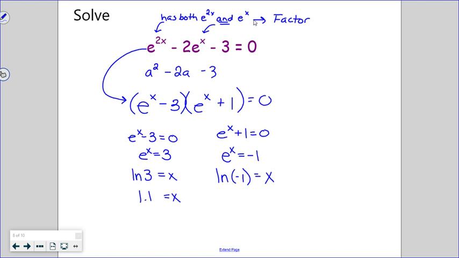If I had seen this before, I could have stopped and already said, okay, now, the answer is not no solution. We have a solution, right? It just means that this is not adding anything else to our list of answers. We have 1.1, and that is it. Any questions on that?